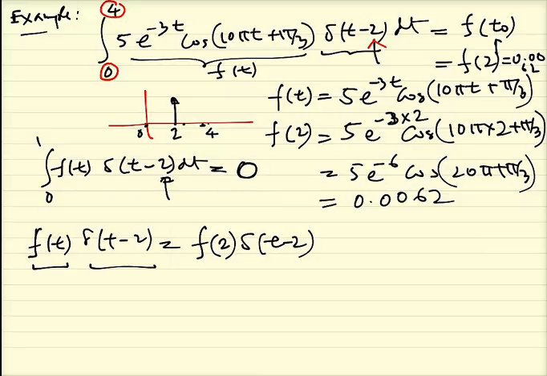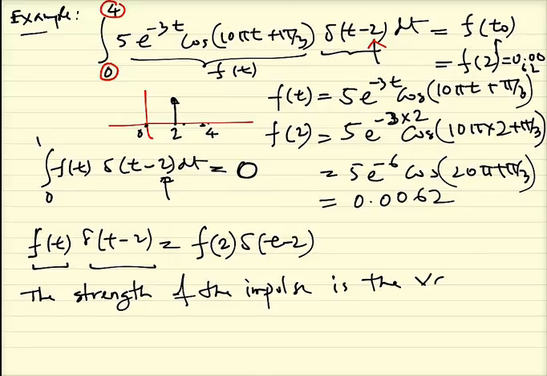Again, when you multiply any function with an impulse, you get an impulse with a different strength. The strength of the impulse will be the value of the function where the impulse is located. So again, let me write it down: the strength of the impulse is the value of the function where the impulse is located.